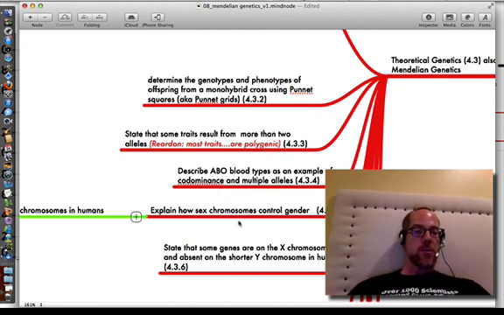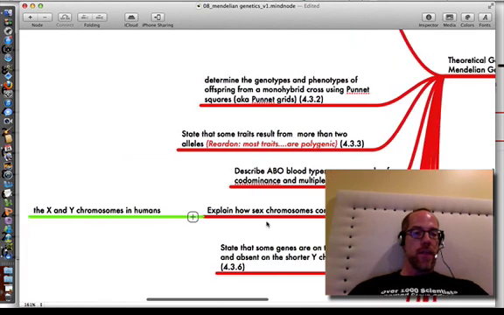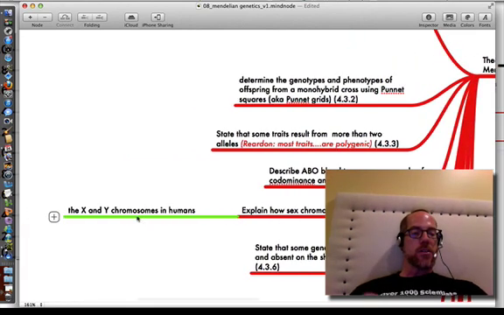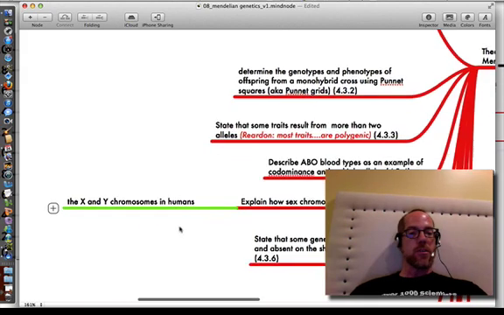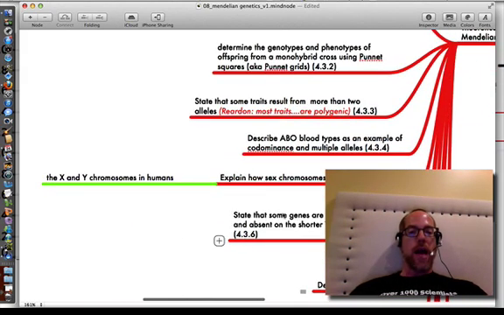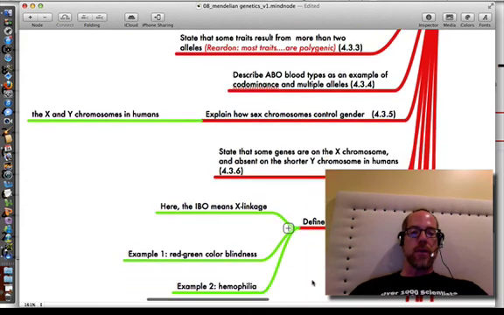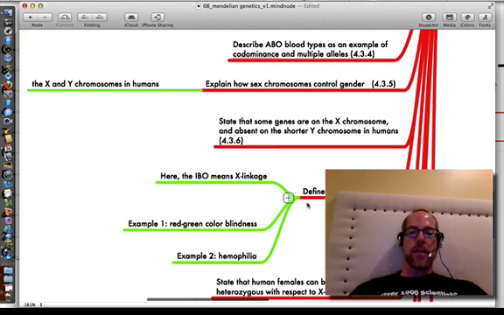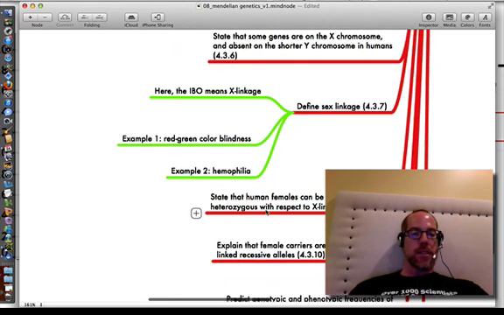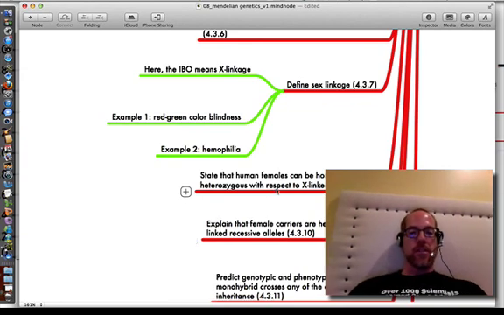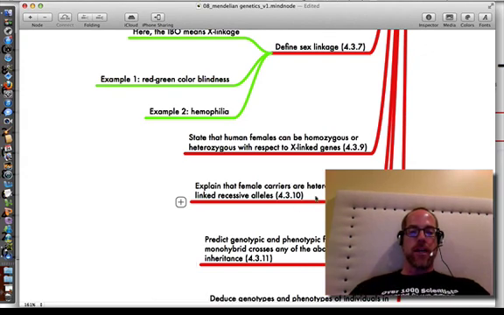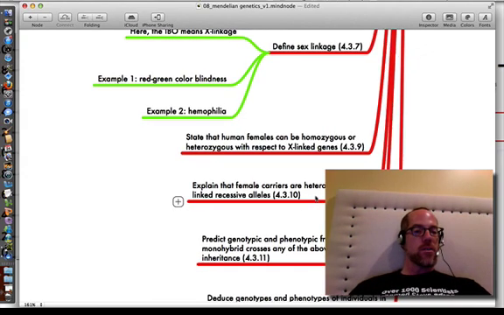I want to talk about our sex chromosomes again and how they control gender, and then essentially be specific and understand that relationship between the X and the Y chromosome in humans, and then talk about how that relates to some human genetics in terms of knowing that the X chromosome is bigger, the Y chromosome is shorter, and then define sex linkage. And I think that we are actually more sophisticated than the IB. We'll talk about X linkage and talk about some examples there. Ultimately, moving forward, realize that human females can be homo or heterozygous with respect to X-linked genes. Understand that idea of having two X chromosomes can make you a carrier for certain recessive alleles.